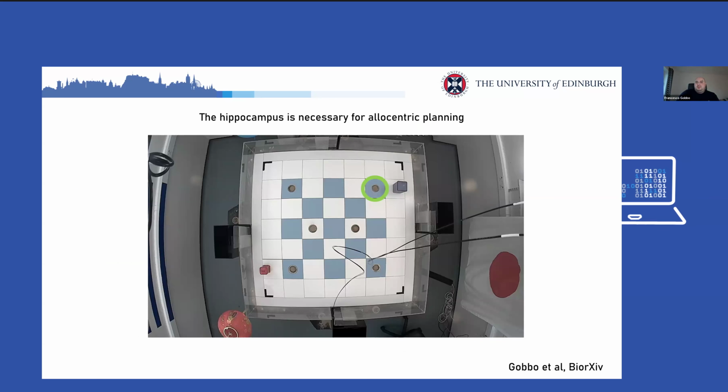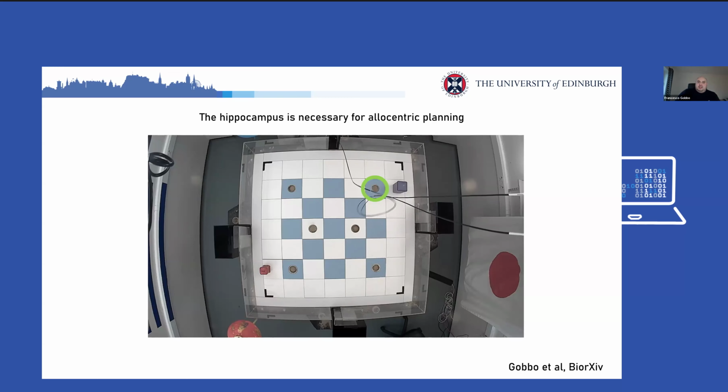So this is an animal where we didn't shine the light. This is a typical example. The animal is in the start box, and then at some point it just gets out, remembers what it should be doing, and gets the pellet, and that's it.